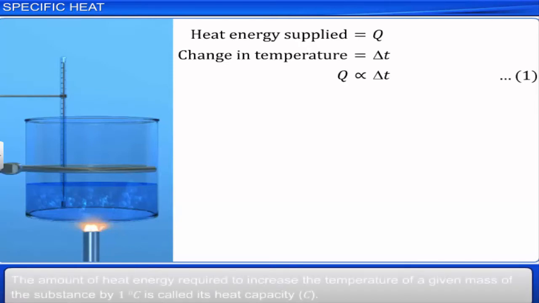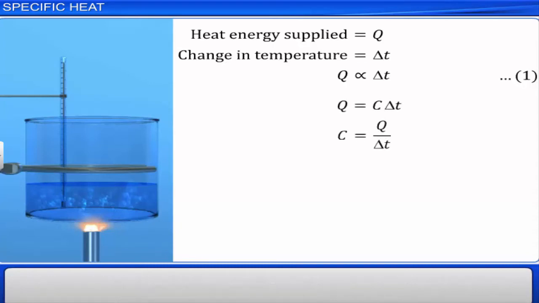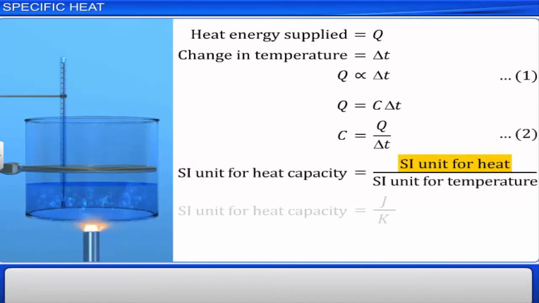Then, the amount of heat energy required to increase the temperature of a given mass of the substance by 1 degree Celsius is called its heat capacity. Heat capacity is denoted by C. Heat capacity C is equal to Q by delta T. Let this be equation 2. The SI unit for heat is Joule and for temperature is Kelvin. Thus, the SI unit of heat capacity is Joule per Kelvin. The unit generally used for heat capacity is calorie per degree Celsius.